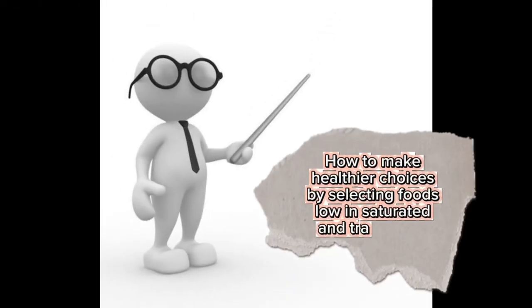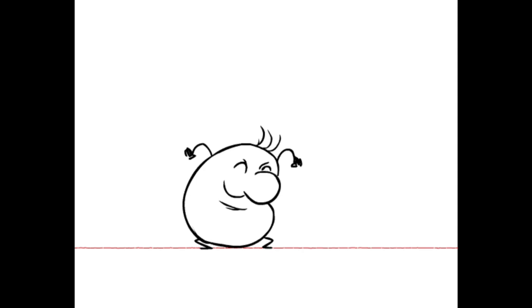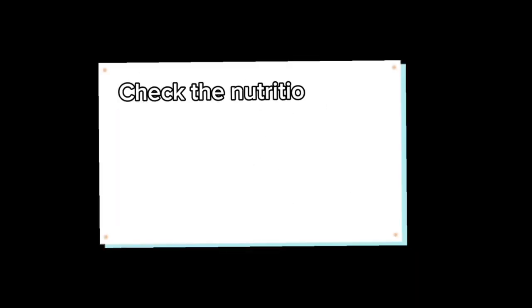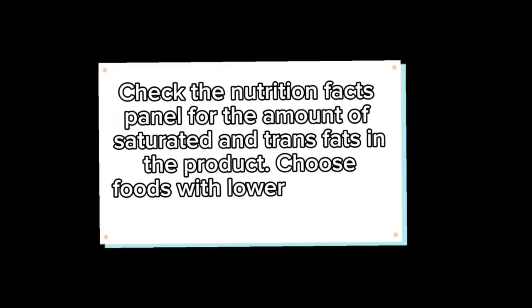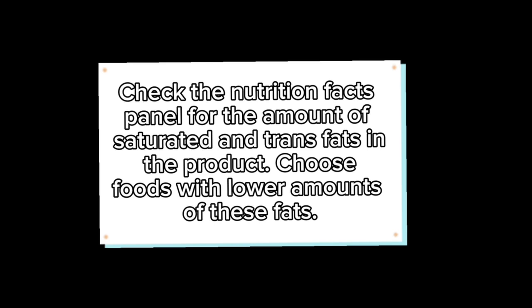How to make healthier choices by selecting foods low in saturated and trans fats? First, read food labels. Check the nutrition facts panel for the amount of saturated and trans fats in the product. Choose foods with lower amounts of these fats.